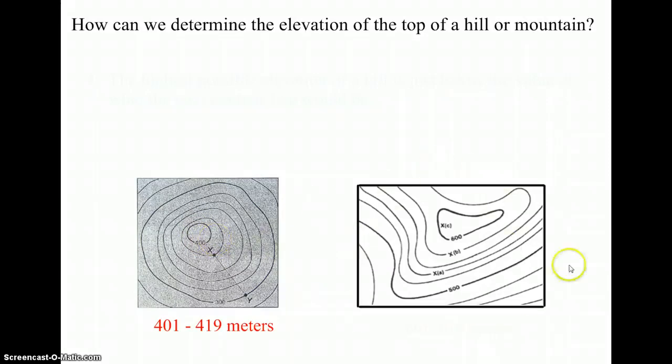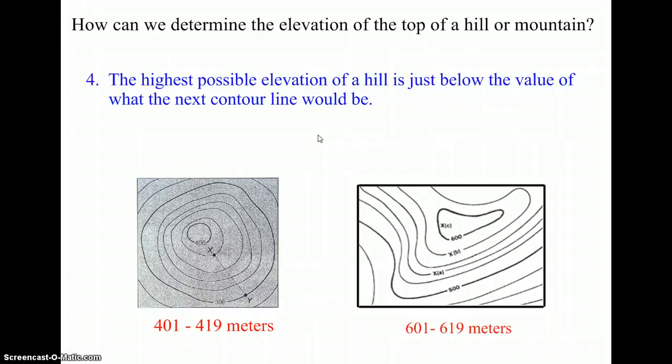How about on this map? Well, again, we're counting by 20s. So if this top line is 600, it means the top of the hill has to be somewhere above that, but lower than what the next line would be. So it's got to be somewhere between 601 and 619. Okay? So rule number 4 says the highest possible elevation of a hill is just below the value of whatever the next contour line would be, if there was a next contour line.